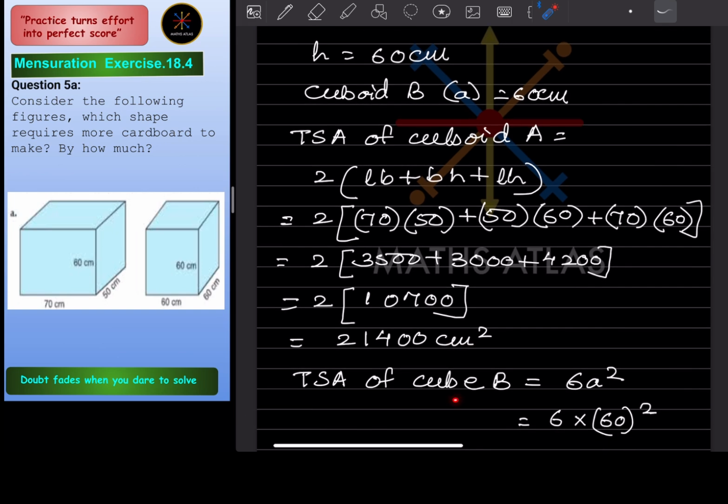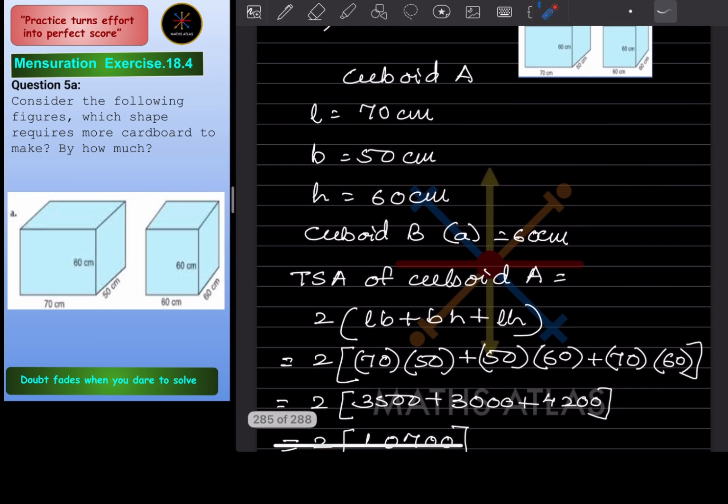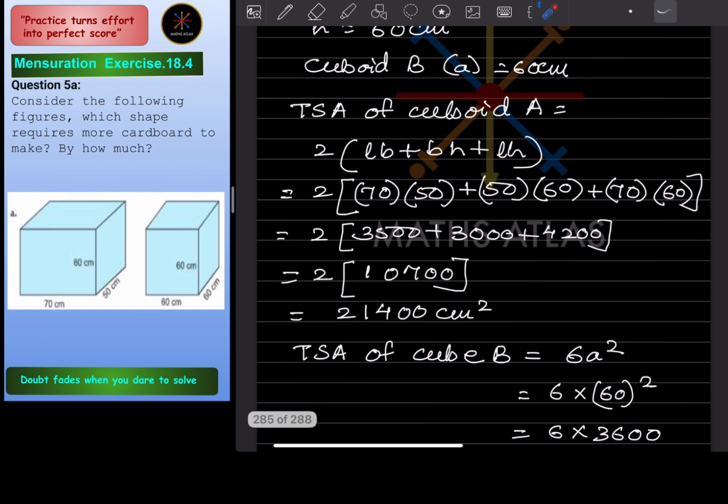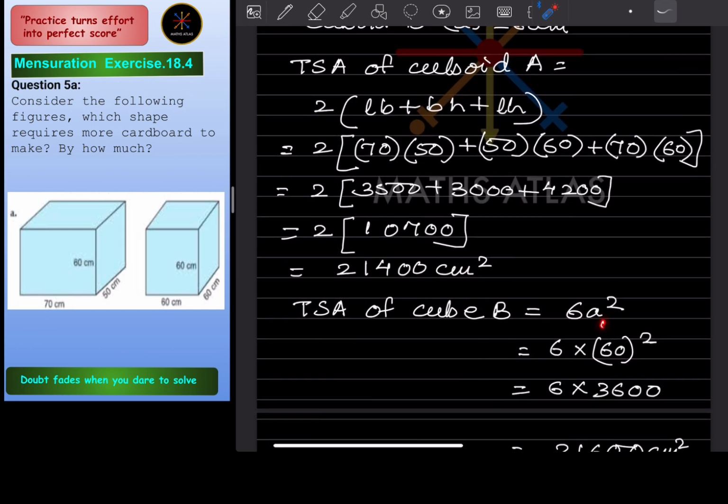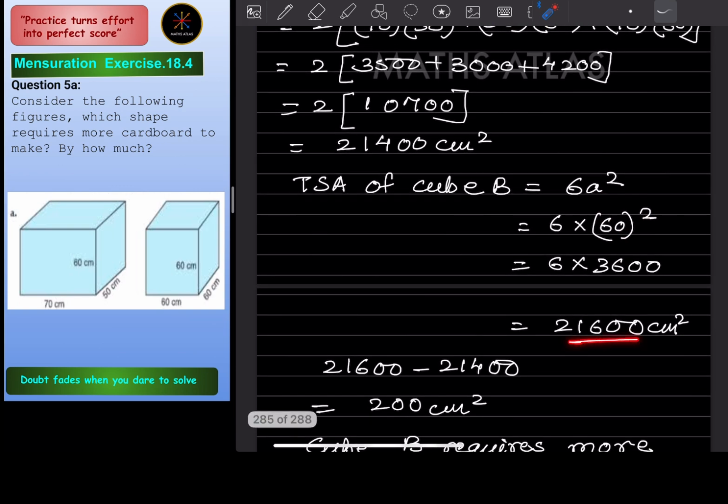So TSA of cube B. Now this is in the form of a square, so TSA of cube B will be 6a square. Because this is a cuboid, this is the formula, and this is in the form of a cube, so that will be 6a square. So 6 into, now all this is 60, so we take that a, that is the edge, that is 60 square. So this is going to be 3,600 into 6, which will be 21,600.